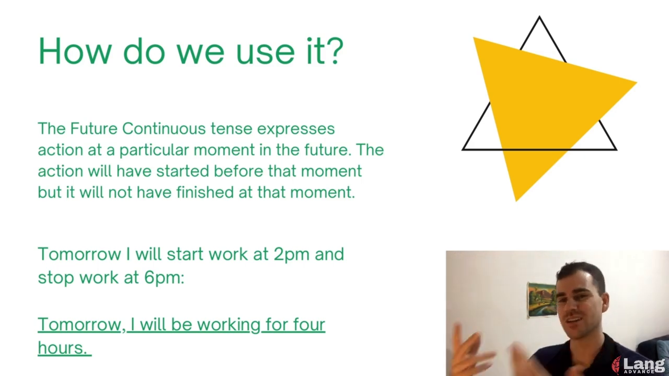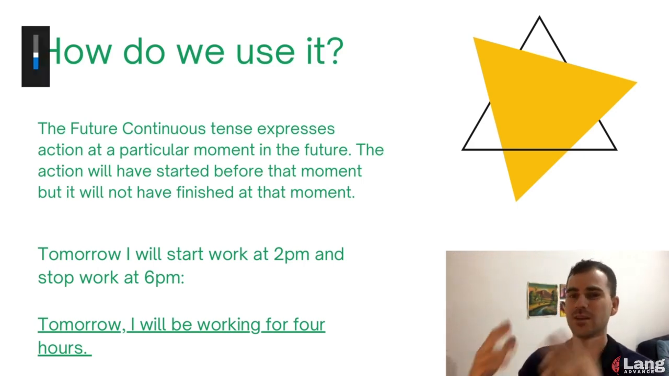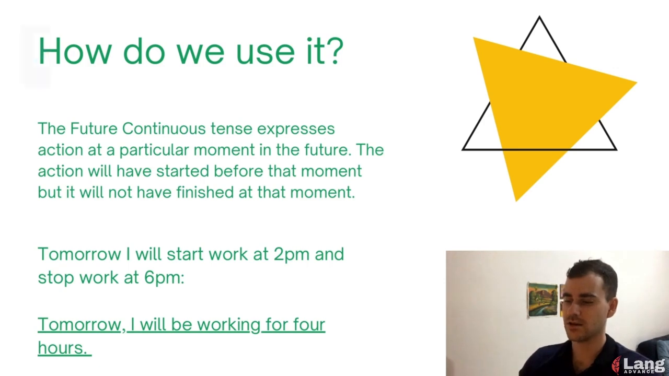We've already touched on this slightly, but how do we use the future continuous tense? The future continuous tense expresses action at a particular moment in the future. The action will have started before that moment, but it will not have finished at that moment. Tomorrow, I will start work at 2 p.m. and stop work at 6 p.m. How can I express this using the future continuous? I can say, tomorrow I will be working for 4 hours.